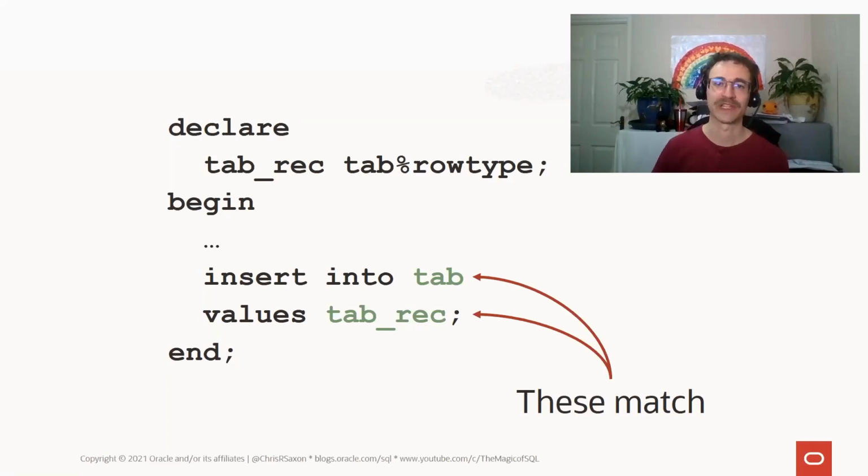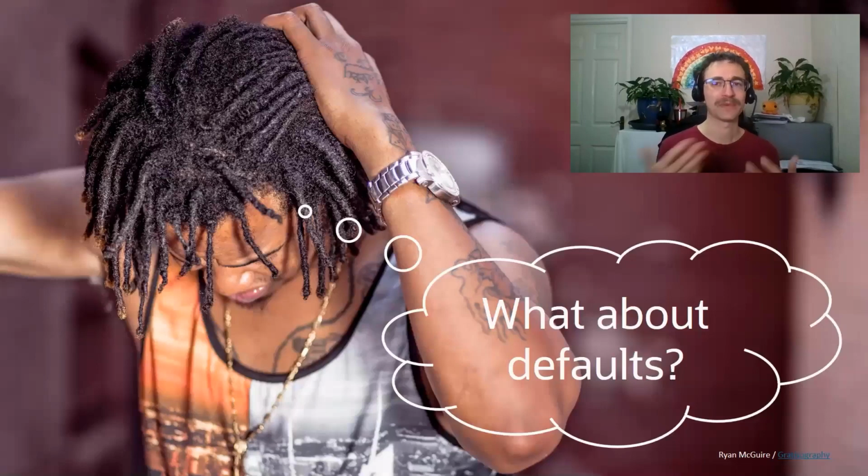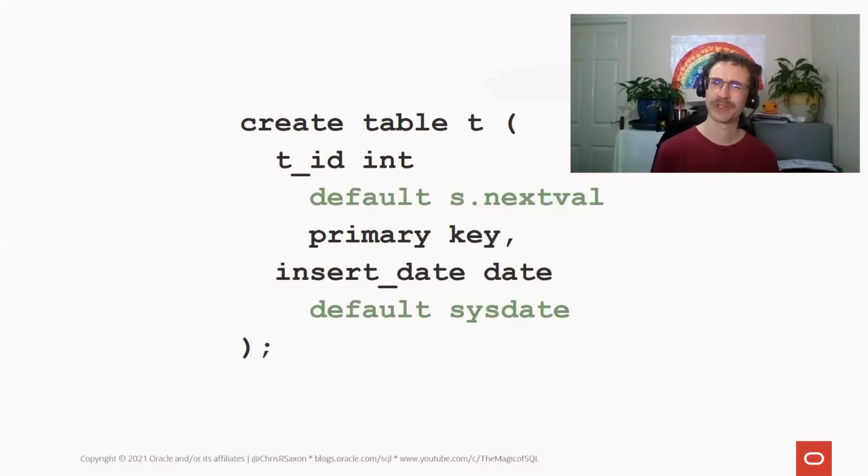The first thing to think about is what happens if we've got default values for columns? What happens to those when we insert into the table? So let's create a simple little table with two of probably the most common defaults that you'll have: some kind of auto-generated primary key, either using a sequence, as I've done here, or an identity column, and the insert date for when you're adding rows to the table. So they have default values.